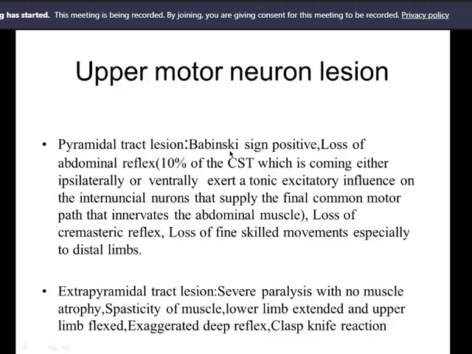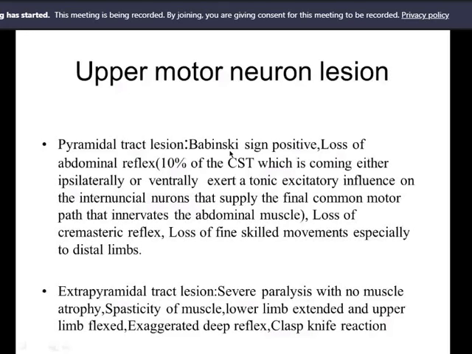So loss of cremasteric reflex. Cremasteric reflex, what? If the inner part of the thigh is scratched in a male, the testis goes up. That is called cremasteric reflex. So that reflex will be off. Babinski sign will be positive. Abdominal reflex will be lost. And loss of skilled movement, especially in the distal limbs. That happens in upper motor neuron lesion if the pyramidal tract is lesioned.